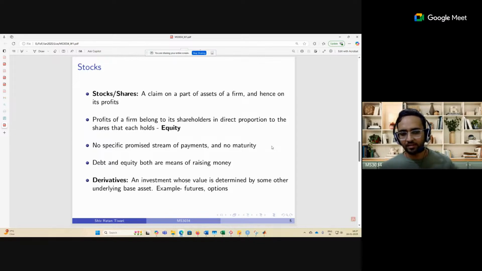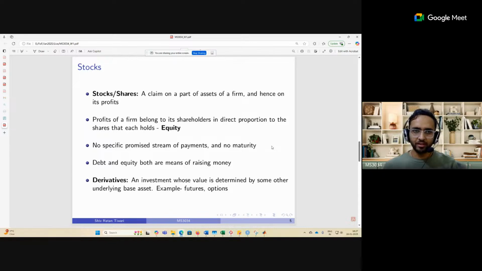Another type of financial asset which we will be discussing later in the course are derivatives. A simple definition of a derivative is an investment whose value is determined by some other basic asset. Examples of them are futures and options, and we will have an extensive discussion on these derivatives later in the course. So we will discuss them later. Okay, let's leave it there for now.